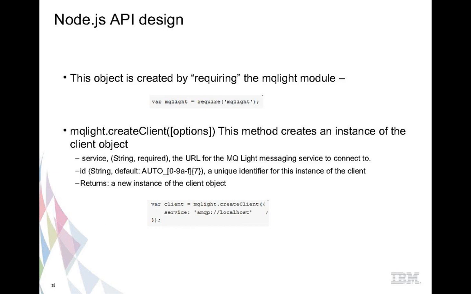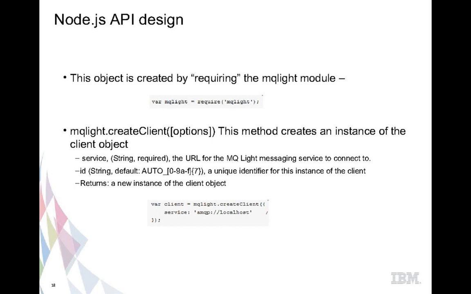So the object is created by requiring the MQ client module. The prereq step for this is that you have to install the MQ client via the npm package manager. So you have to use npm install MQLite, which downloads the MQLite client package and installs it on your computer. Once you've done that, the next thing is to create an object requiring the MQLite module, and then the next is to create a client instance. And using this client instance, you can connect and send and receive messages.